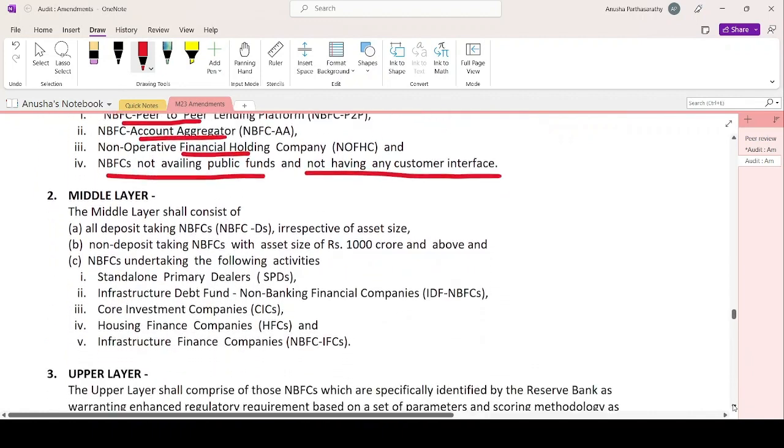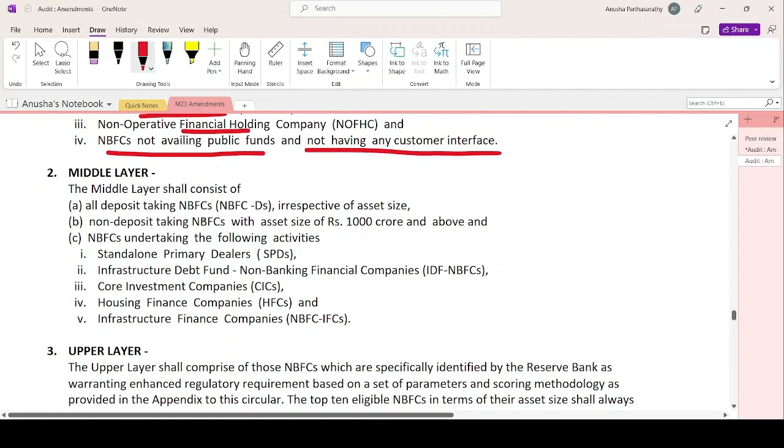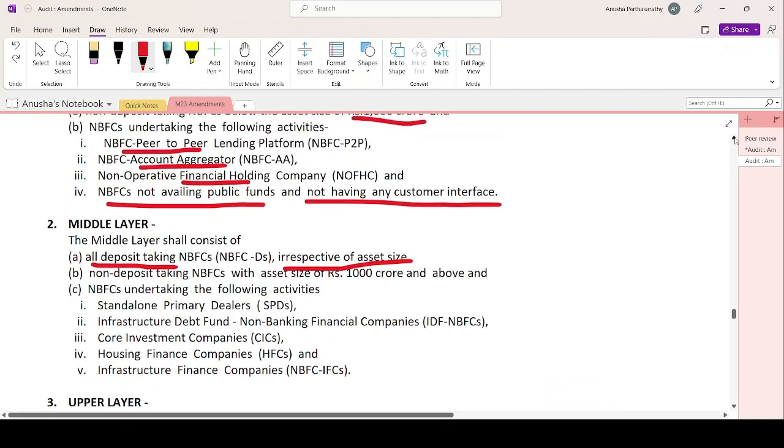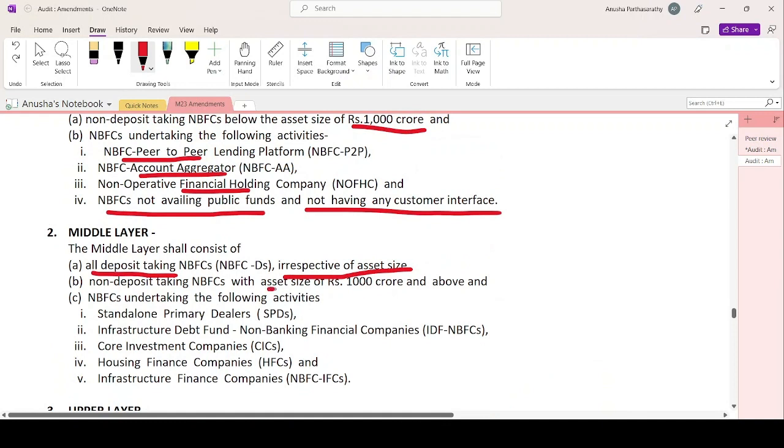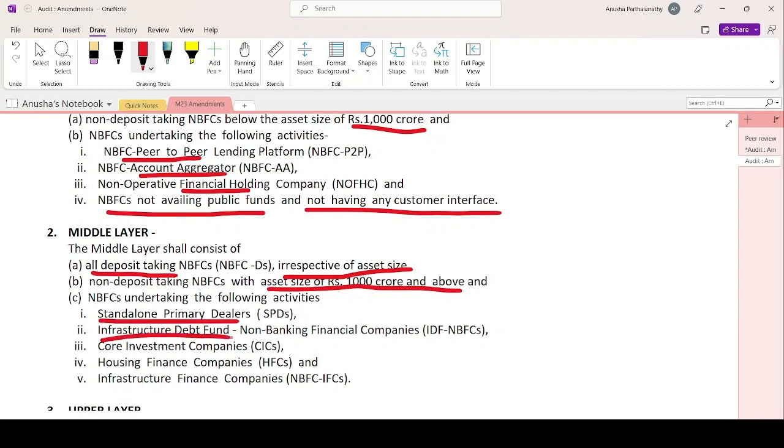Now let's move on. The middle layer shall consist of all deposit taking NBFCs, irrespective of the asset size. Non-deposit NBFCs with asset size of 1000 crore and above. Till 1000 crore, it was base layer; 1000 crore and above asset size would be middle layer. NBFCs undertaking the following activities: standalone primary dealers, infrastructure debt fund, non-banking financial companies, core investment company, housing finance company, infrastructure finance company. All deposit taking companies will be here.